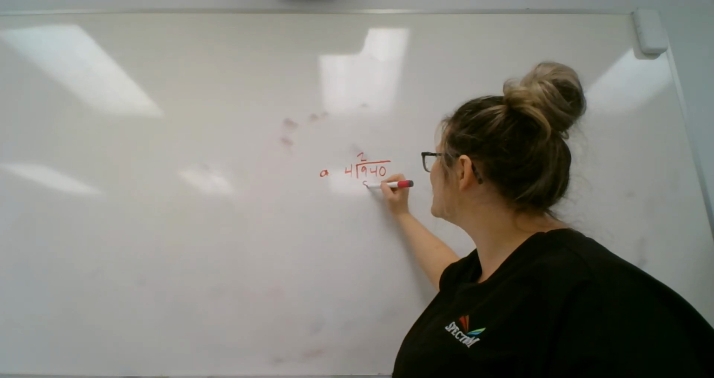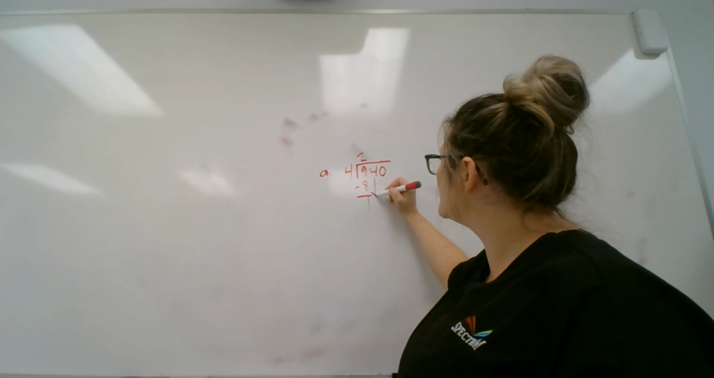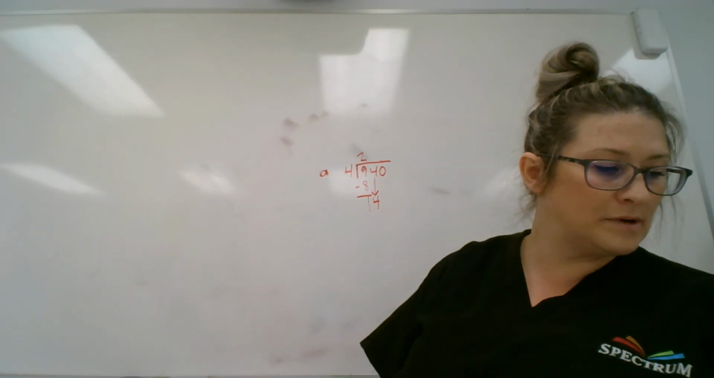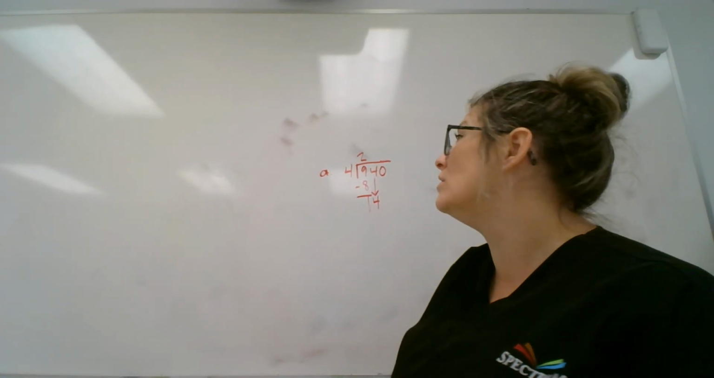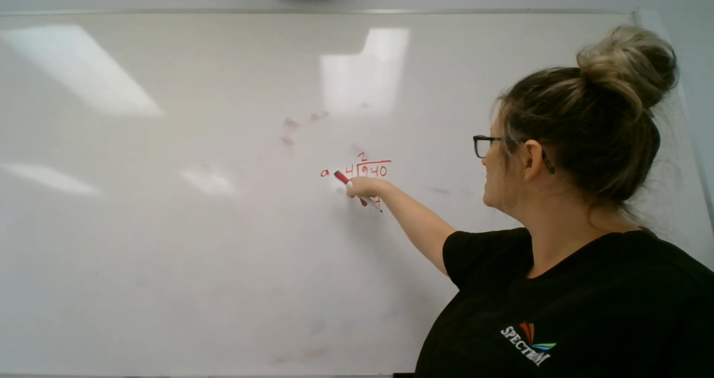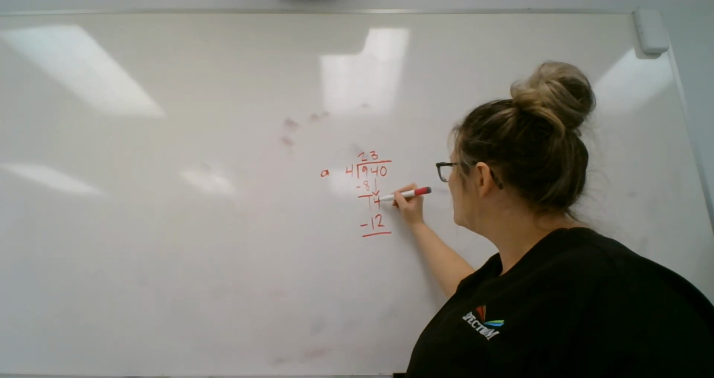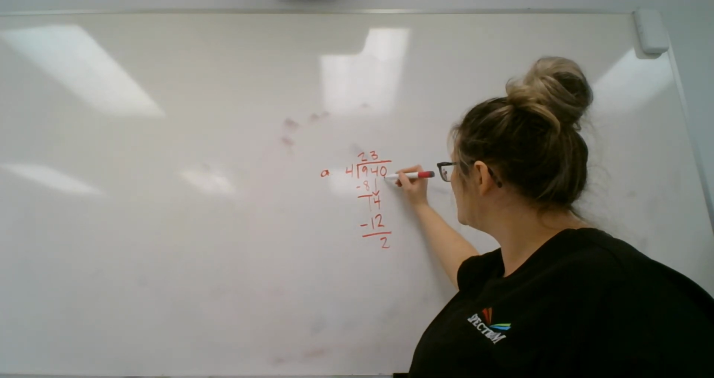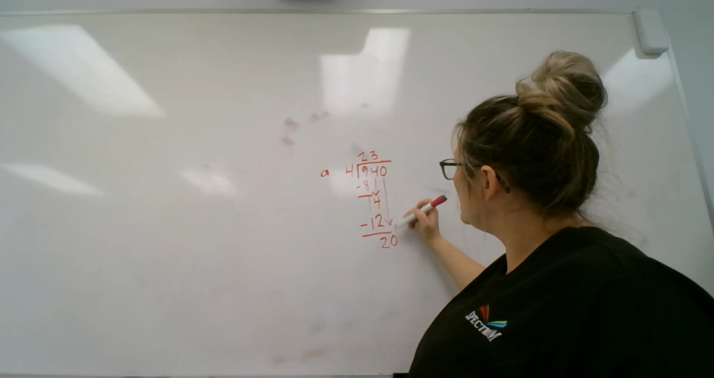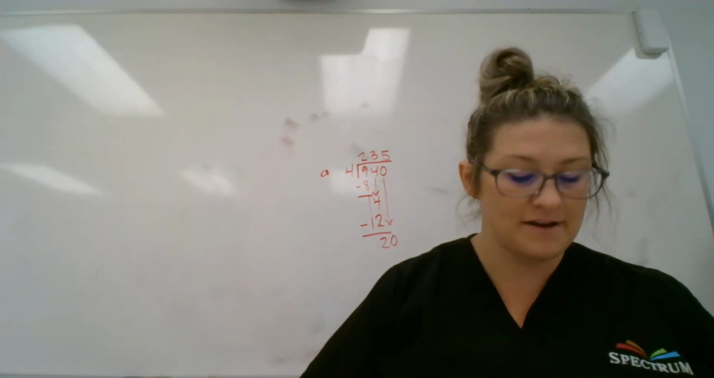4 times 2 is 8. 9 minus 8 is 1. 4 does not go into 1, so I've got to bring down my next number, 14. 4 goes into 14 how many times? A number that is close to 14 but not over. 4 times 3 is 12. 14 minus 12 is 2, and I'm going to bring down my 0. 4 goes into 20 5 times. My answer is 235.